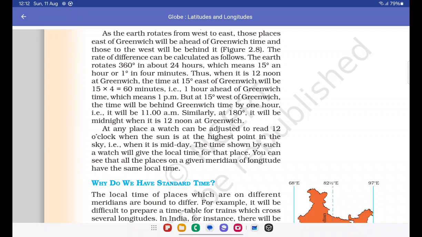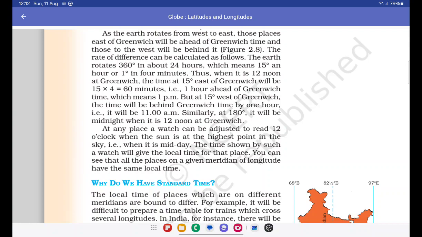Which means it will be 1 p.m., because at that time it will be 12 p.m. at Greenwich, when the sun is exactly overhead. When we talk about the sun being exactly overhead at Greenwich, then it is 12 p.m. at Greenwich. If the sun has just risen in Greenwich, then we can conclude that their time has only just started.